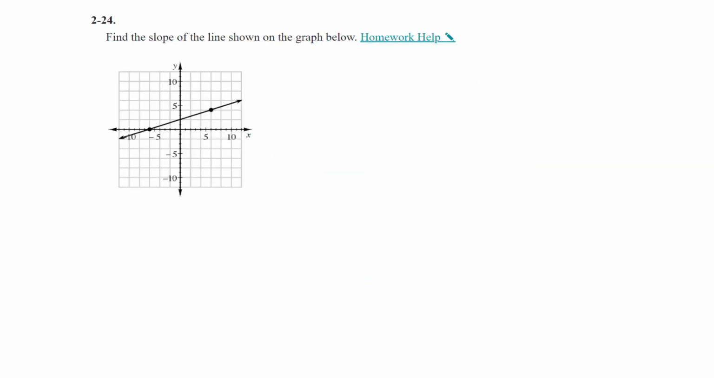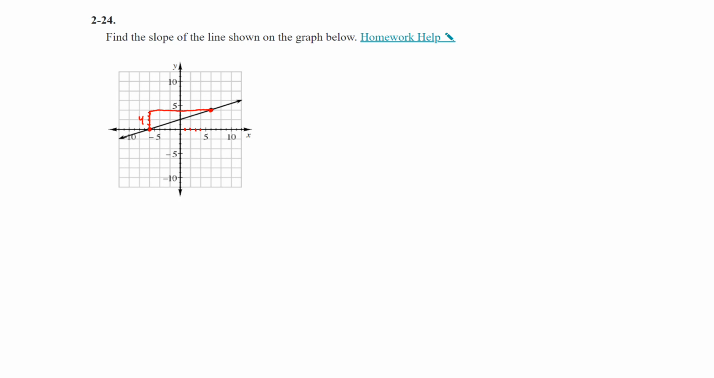Question 24. Find the slope of the line shown on the graph below. So we're looking for the slope, the change of y over the change of x. And I'm just picking the 2 points that are on the graph just to make sure that I am picking points that are on the line and not eyeballing it. So be aware of how much it grows. Each one of these marks here represents 1. And so it's actually going 1, 2, 3, 4.